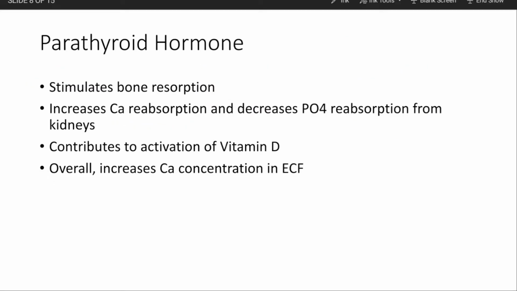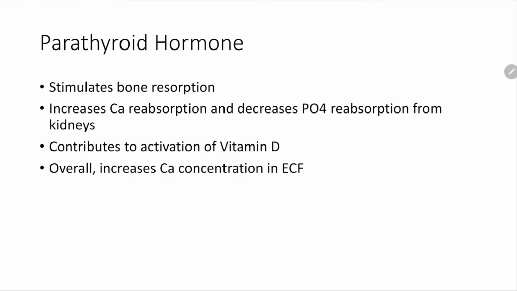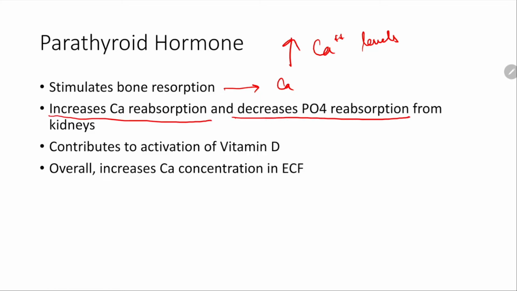The next hormone we have to look at is obviously parathyroid hormone. I'm sure you all have heard about this. This is also mainly responsible for increasing calcium levels in the blood. How does it do so? It stimulates bone resorption. It basically causes bone to thin out and release calcium into the blood. It also increases calcium reabsorption and decreases phosphate reabsorption from the kidney. That's a very important difference between parathyroid hormone and vitamin D. Vitamin D causes reabsorption of both calcium and phosphate. Parathyroid hormone increases calcium reabsorption but decreases phosphate reabsorption.